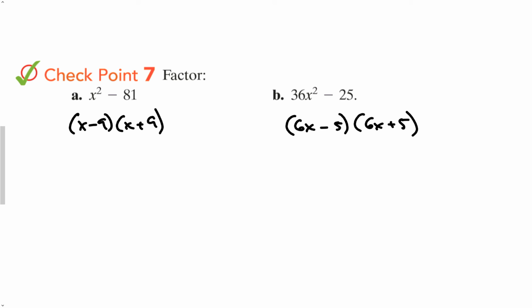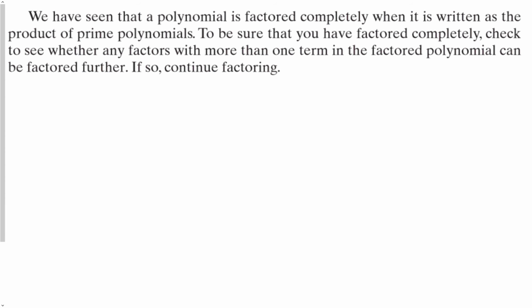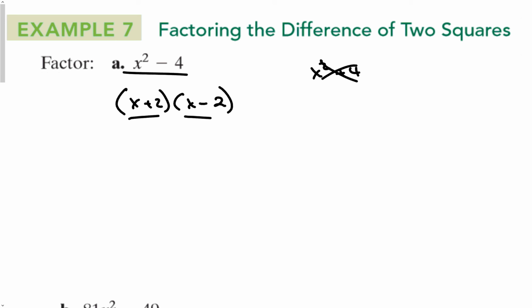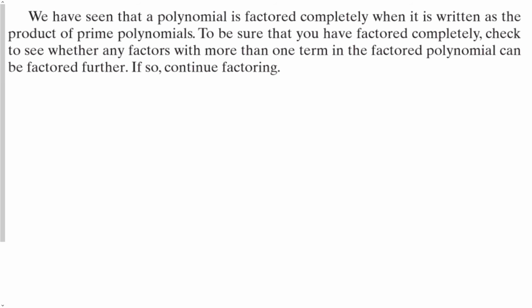Okay. Now one thing to note is that polynomials are factored completely when it's written as the product of prime polynomials. Both of these are prime. You cannot factor them anymore. To be sure you have factored completely, check to see whether any factors with more than one term in the factored polynomial can be factored further. If you can factor more, do it.